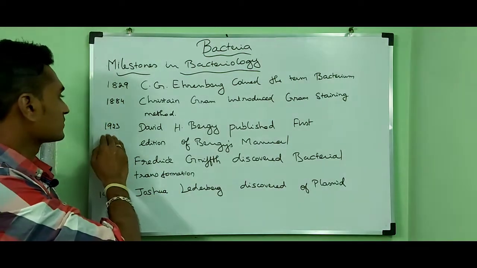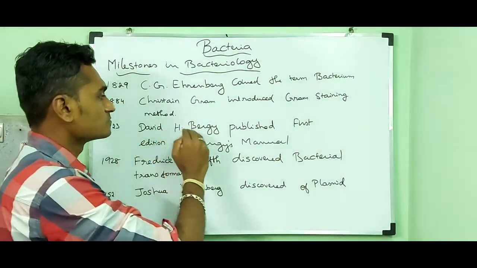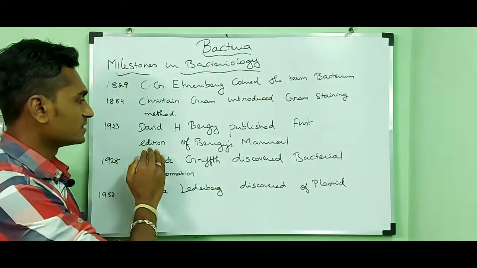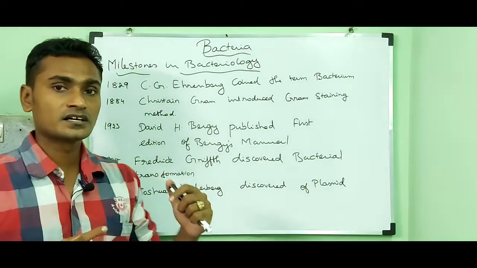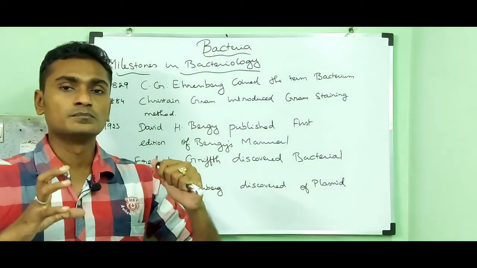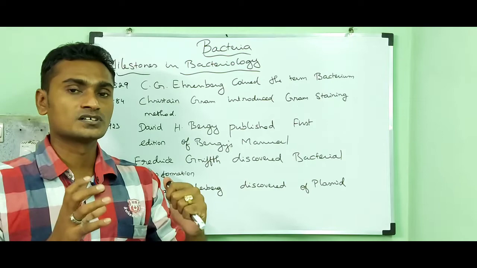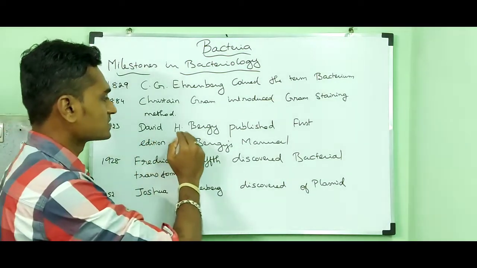Then in 1923, David H. Bergey published the first edition of Bergey's Manual. This manual contains enormous information about bacteria. That manual was published by David H. Bergey.